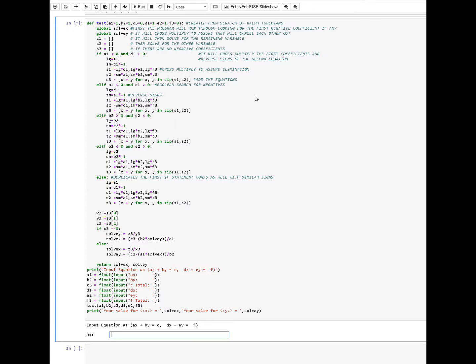Here's my first attempt at writing a program in order to solve a system of equations. So I'm sure there's some spaghetti code in there, but enjoy just the same.